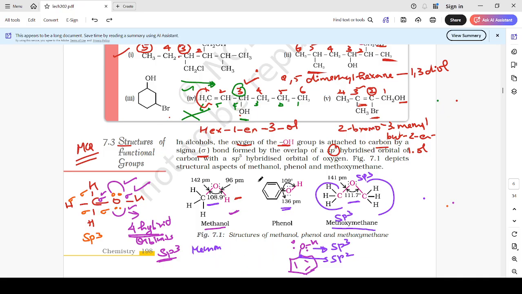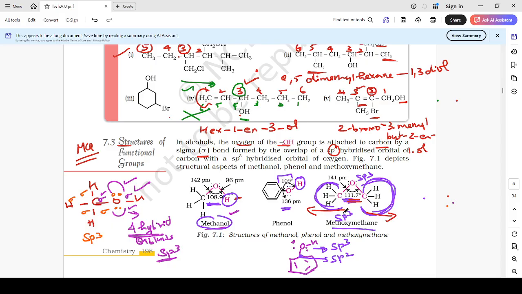Yes, ma'am. Look at the bond angles here. I have methanol with 108.9, followed by phenol with 109 and ether with 111.7. Bond angle is increased. Now what should be the reason here? Look at the terminal one that is present here. Small atom, only hydrogen is there. But here I am having a bulky CH3 group itself. This is also bulky. This is also bulky. So what happens? They need some space. So they both repel with each other. They need some space. Because of this only the bond angle is increased.